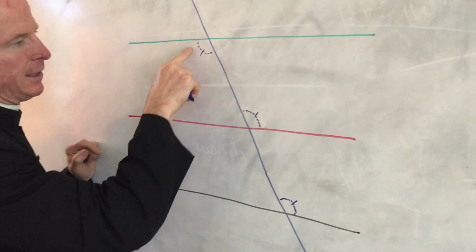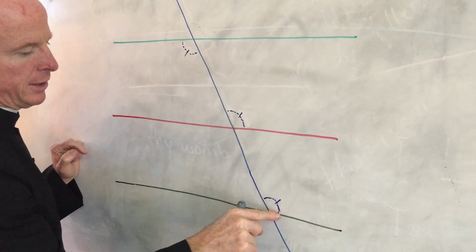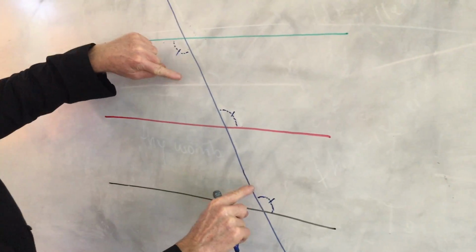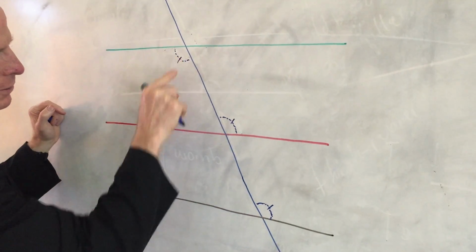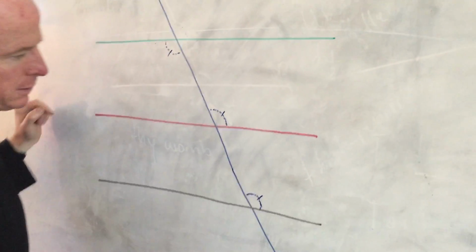Well, look at this now. I've got this equal to this and this equal to this. We know that two things equal to the same thing are equal to each other. So this angle is also equal to this angle.